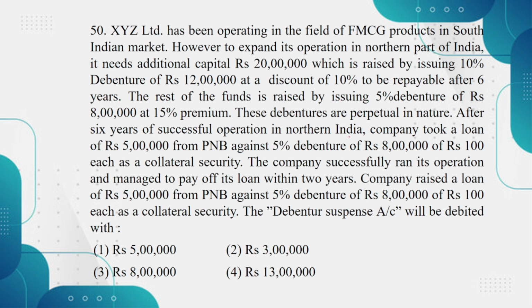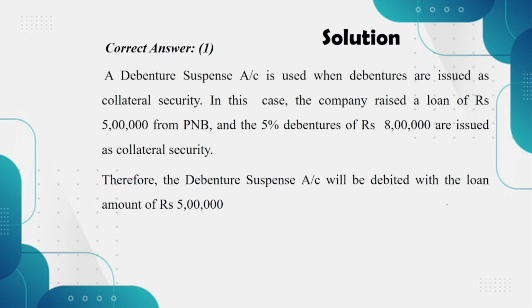So the debenture suspense account will be debited with what? When debentures are issued as collateral security, that amount will come in the debenture suspense account. You know very well, the firm took 5 lakh as the loan amount. That will come under bank to bank loan entry. But the debenture issued will come under debenture suspense to debentures entry. So 8 lakh is the amount coming in the debenture suspense account. Please remember the same. Okay.